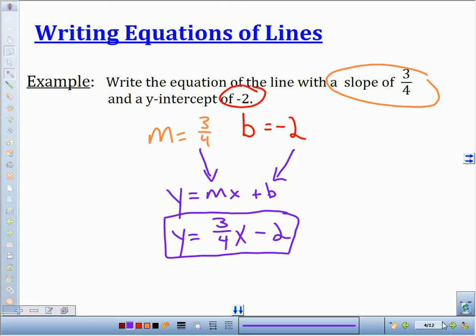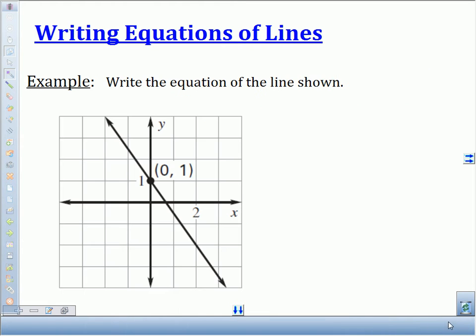Slope-intercept form is probably the easiest form to use when you're given a graph of a line. For instance, this graph here, we want to write the equation of this line. Now, we are told from looking at the graph what the slope is and what the y-intercept is. For instance, if I wanted to find the y-intercept, that's pretty easy. It's given to us at 0, 1. That means it crosses the y-axis at 1, and b is 1. From there, we just need to figure out the slope.